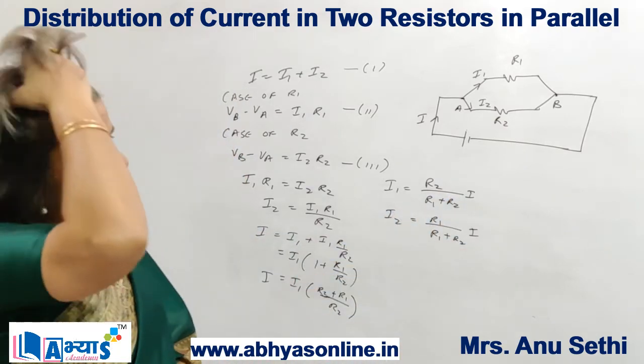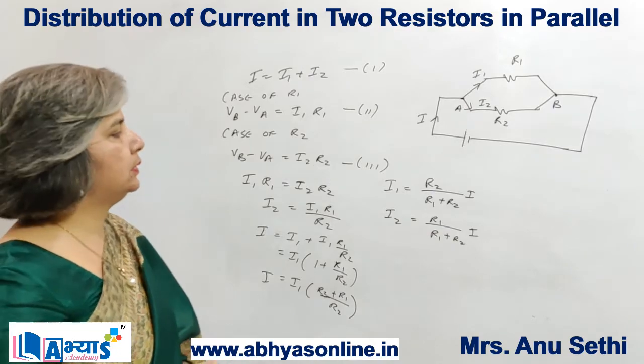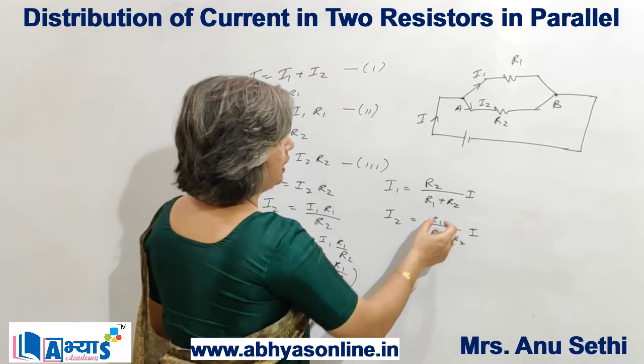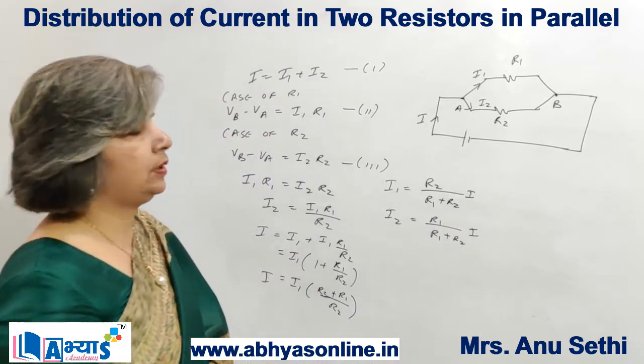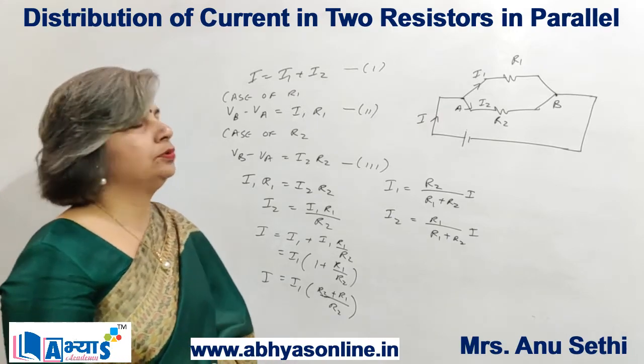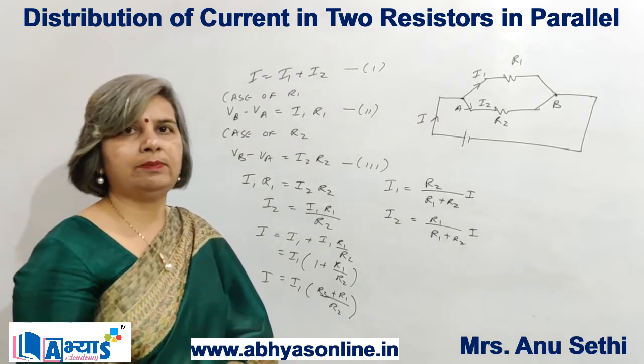Similarly, if I calculate the current flowing through resistance 2, I2 will be equal to R1 upon R1 plus R2 into I. So this is how we can calculate the distribution of current through the resistances when they are connected in parallel.